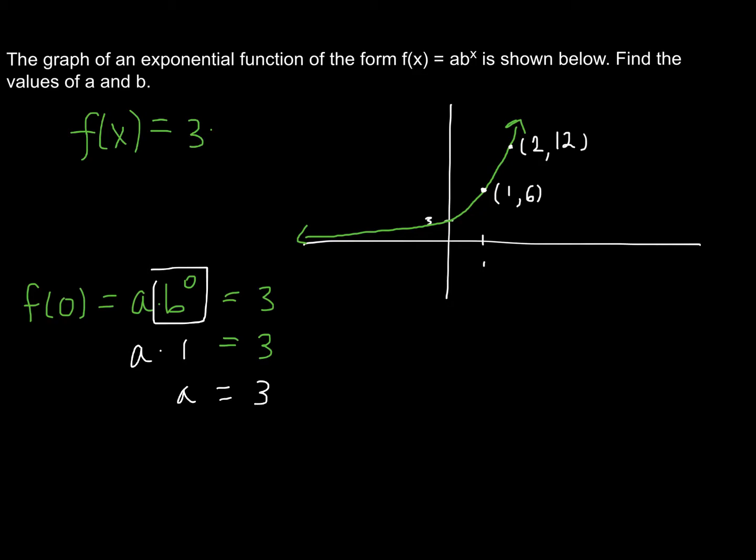And now I only have one more value that I'm looking for. I need to figure out what this b value should be. And what I can do now is use the function that I've already got. So I know what the a value is at this point. I know that f of x is 3 times b to the x. And so now I can use this function to help me find the last missing piece of information that I don't have yet. How can I find this missing b value?